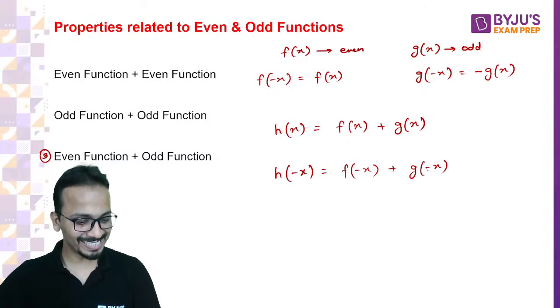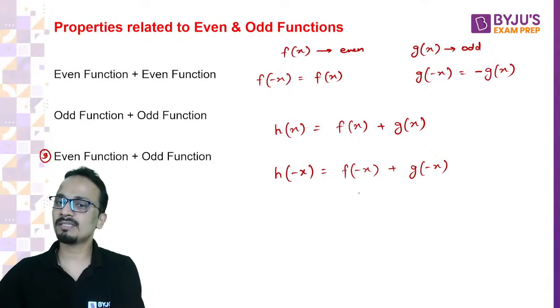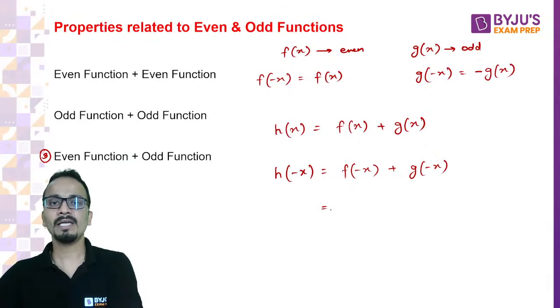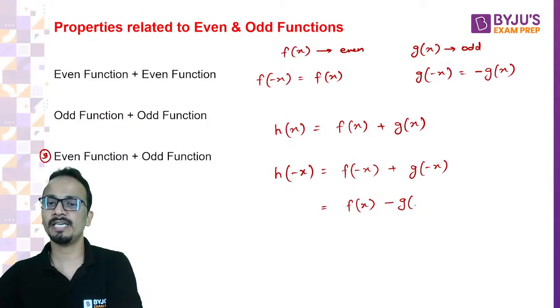Okay, so I'm getting the answers. Let's see how many of you are correct. Okay, so I have written h of minus x. It is f of minus x plus g of minus x. Now f of x was an even function, so f of minus x can be written as f of x, but g of x was an odd function. So g of minus x will be minus gx.